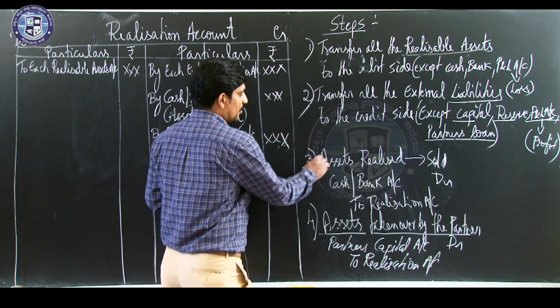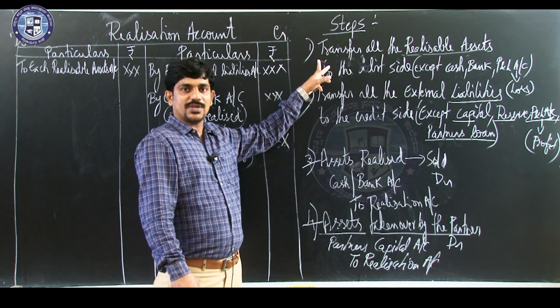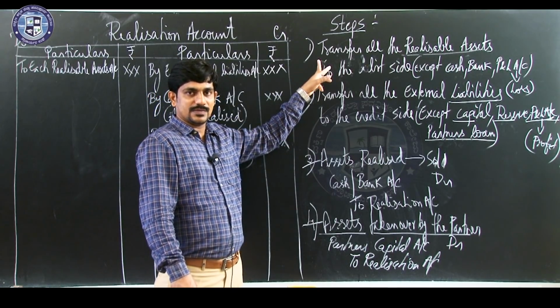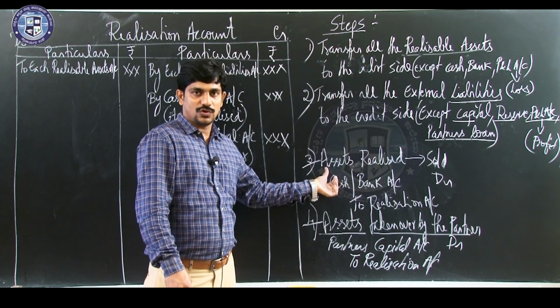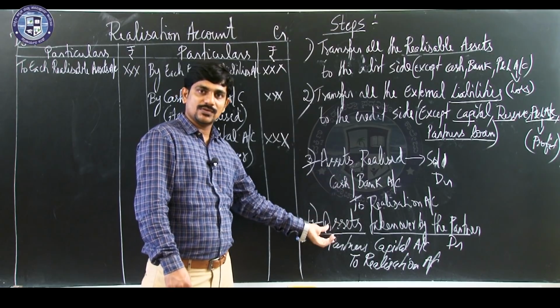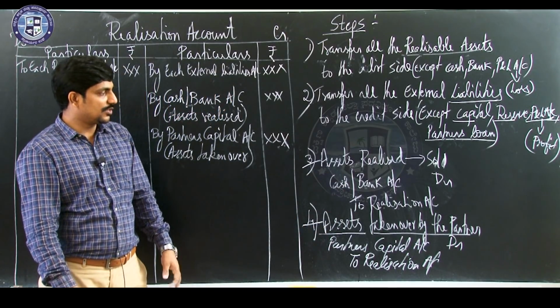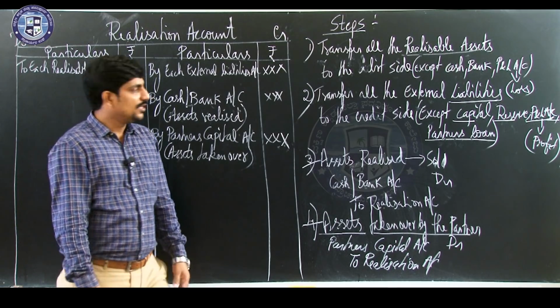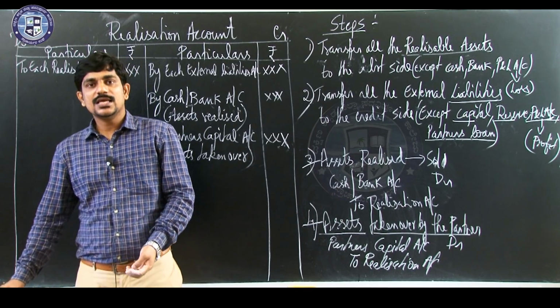So now we are done with settling the assets. First you listed out how many realizable assets there are, which are the assets you can sell. Now we have sold them, and the partner has taken over some, so all the assets are settled. Now what you have to do? Now you need to settle the liabilities.